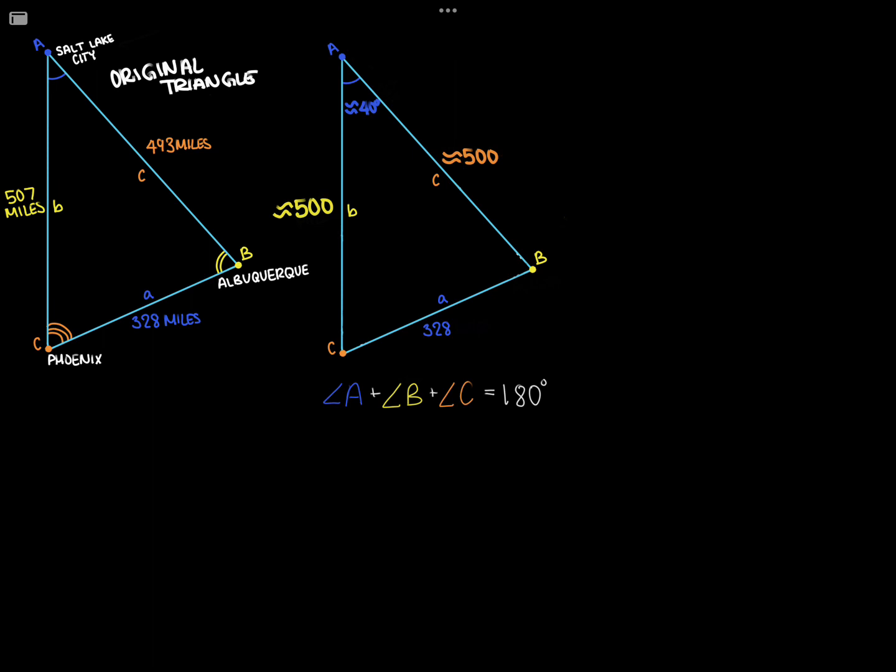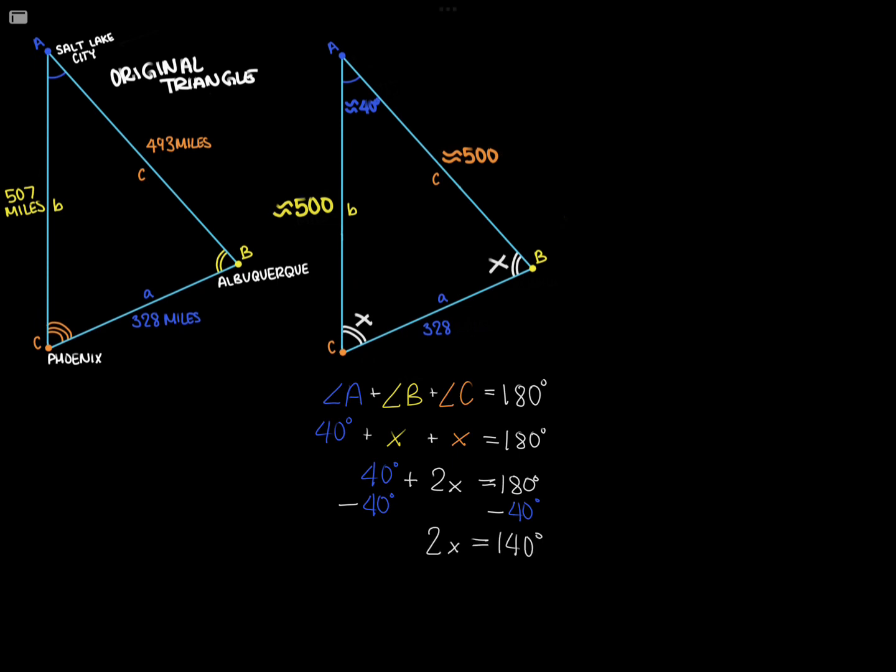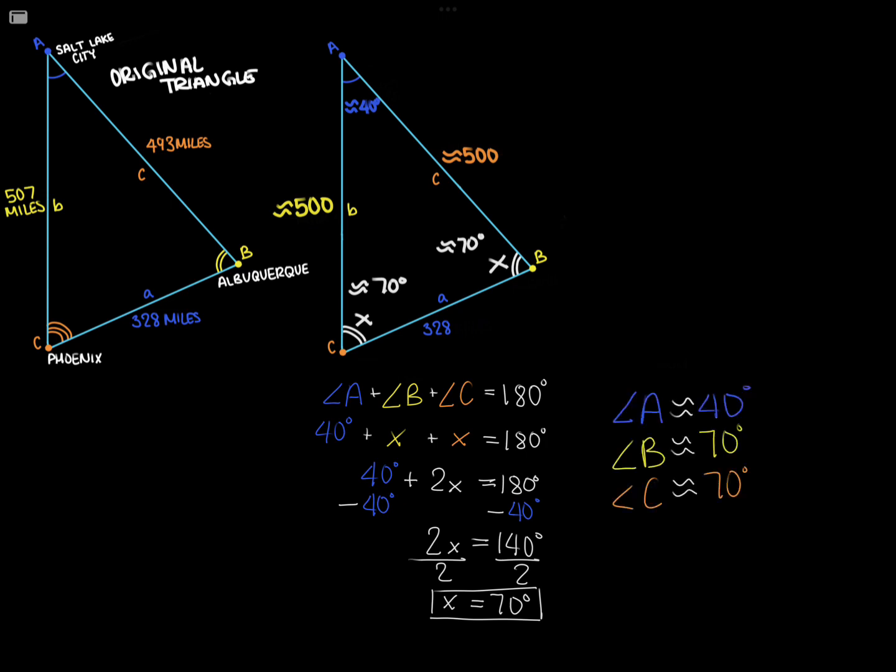We have determined that angle A is roughly 40 degrees and angles B and C are equal to each other. We will call their value x. So, 40 plus x plus x equals 180 degrees. 40 plus 2x equals 180. Subtract 40 from each side. 2x is equal to 140. You then divide by 2 on each side, and you get x is equal to 70 degrees. So there we have it. The angles of our triangle are estimated to be in the neighborhood of angle A measuring about 40 degrees, and angle B and angle C being in the ballpark of 70 degrees.